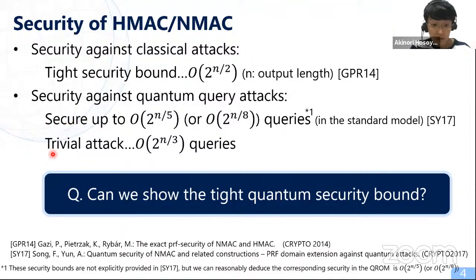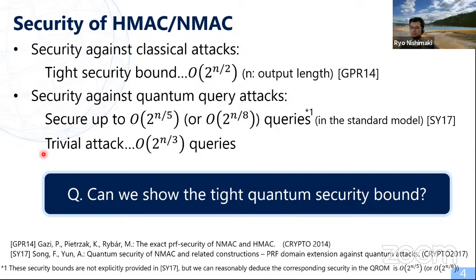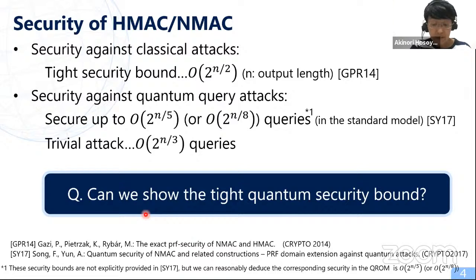And so this is the proven lower bound for HMAC and NMAC in the quantum setting. On the other hand, for the upper bound, there exists a trivial attack that distinguishes HMAC and NMAC from a random function by making 2 to the power n over 3 quantum queries. However, there still exists a gap between the proven lower quantum bound and the trivial upper bound. And in symmetric cryptography, it is very important to study the tight security bound for each scheme. So the natural question is, can we show the tight quantum security bound of HMAC and NMAC? This is the starting point of our research.